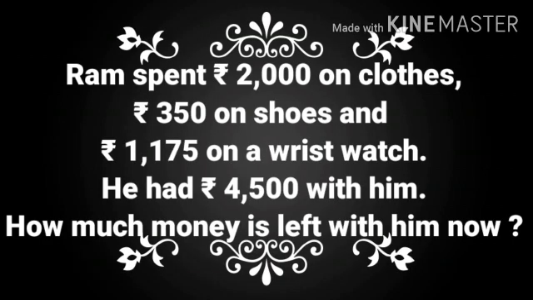Next example. Ram spent rupees 2000 on clothes, rupees 350 on shoes and rupees 1175 on a wristwatch. He had rupees 4500 with him. How much money is left with him now? Students, let's see how to solve this sum.